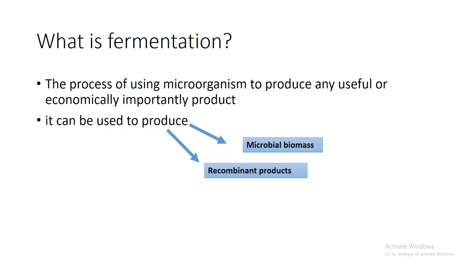You can use fermentation for producing microbial biomass. Here the final product is the microorganism or the microorganism biomass itself. Example, yeast production. Baker's yeast, brewer's yeast or nutritional yeast can be produced by fermentation technology. Then you can use it for biotransformation. Transformation means you're changing one product to another. This can be used to transform a chemical to a different chemical. You can transform wine, that is alcohol, into vinegar, acetic acid, an alcohol to acid transformation.